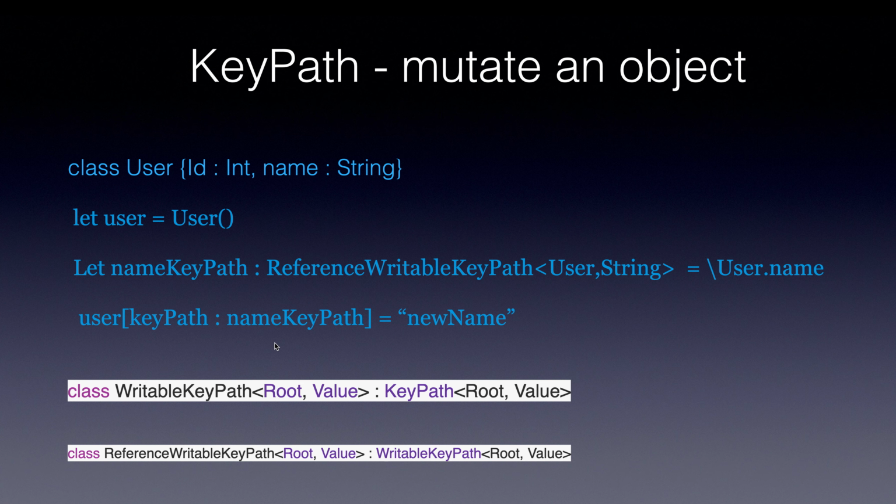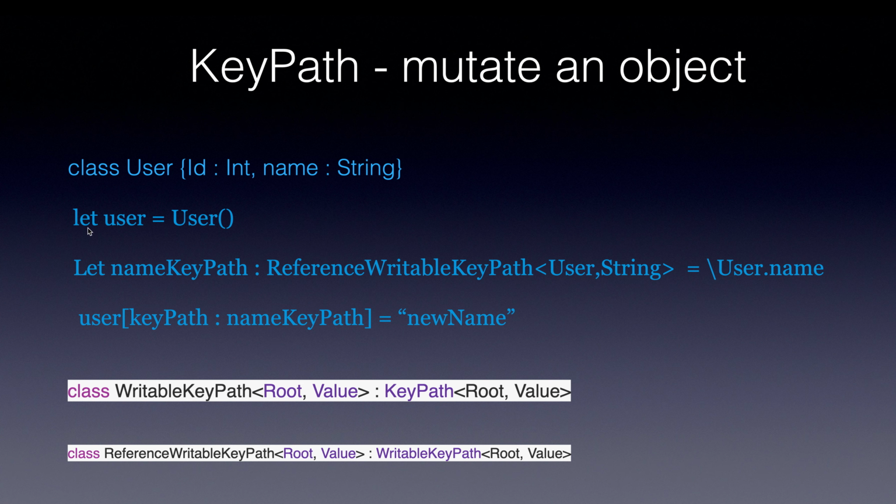When you create an instance with a let keyword, that is a constant. And when you create an instance of a class with a let keyword, even though it is created with let, since it is a reference type, that object is mutable. So to mutate that object through a key path, that key path must be defined as a reference writable key path.